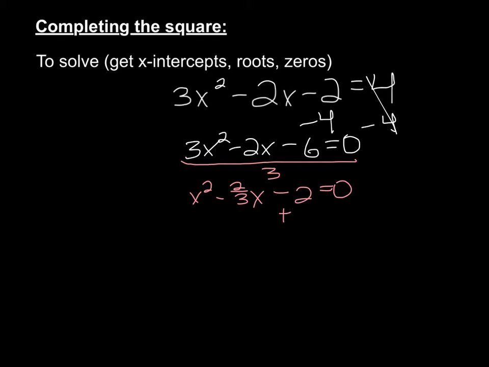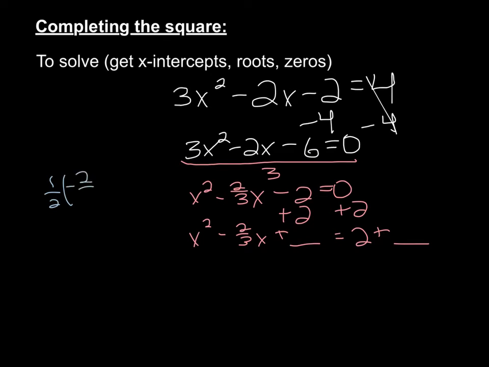So now we add the c term over to the other side. We rewrite it as x squared minus 2/3 x plus blank equals 2 plus blank. And in that blank goes half of this b term squared. Well, half of means multiply, negative 2/3 times 1/2 is going to give me a negative 2/6, which reduces down to negative 1/3. So in the parentheses, we write negative 1/3 squared. Make sure you have that negative sign because the b term was negative.